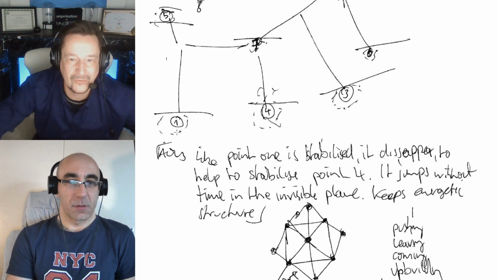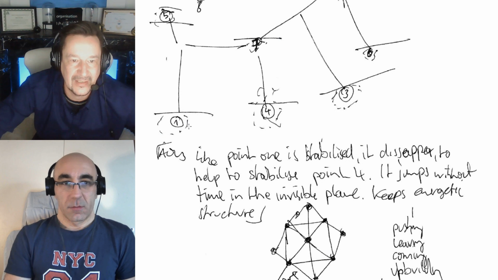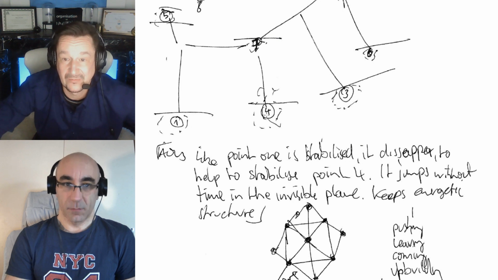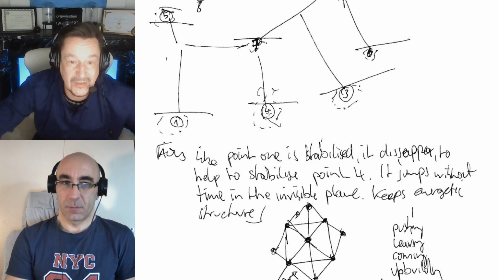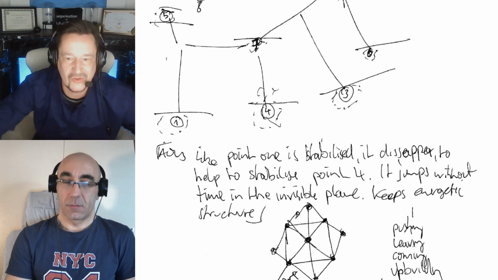I had a feeling like point one is stabilized. It disappears to help to stabilize on point four to here. Like it jumps from here to here. Maybe in an invisible plane again. It jumps without, yeah, I wrote it here. It jumps without time in the invisible plane, keeps energetic structure.